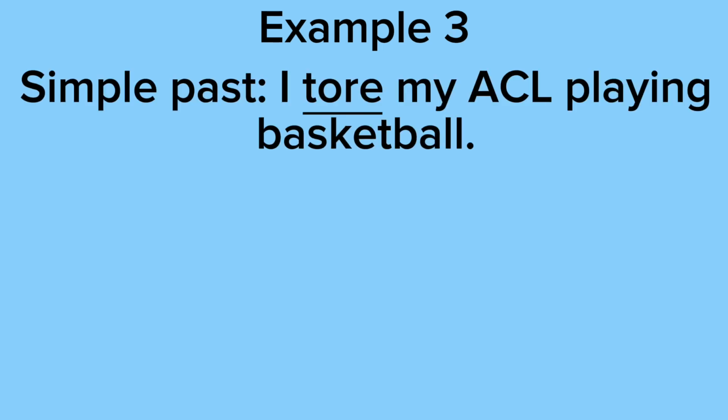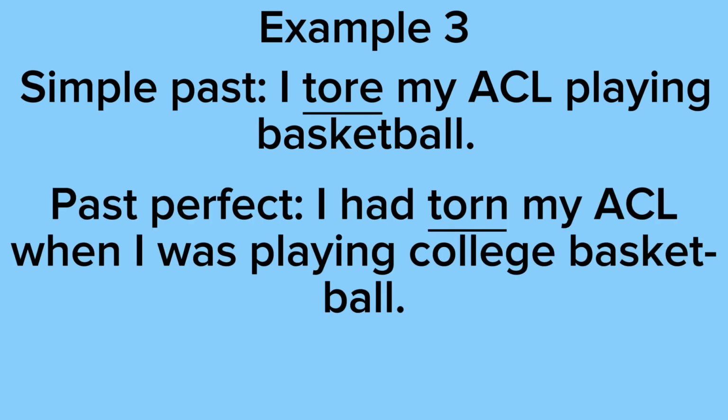Next, we have example 3. In the simple past, it says, I tore my ACL playing basketball. And in the past perfect, it says, I had torn my ACL when I was playing college basketball. As you can see, the verb went from tore in the simple past to torn as a past participle.